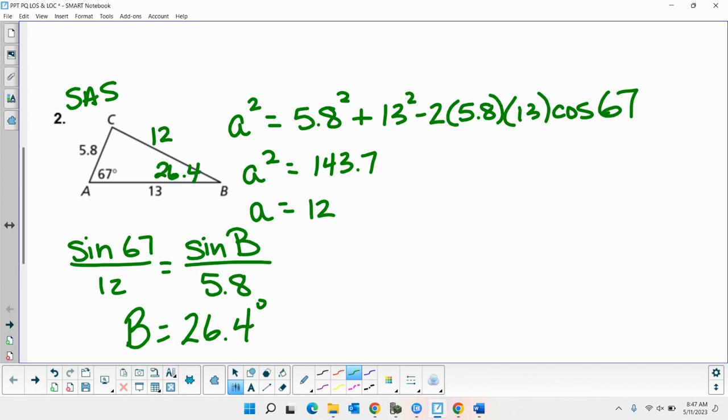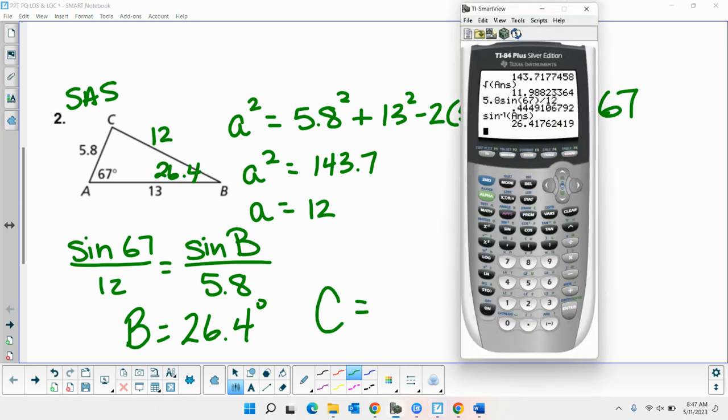So then I'm going to add 67 to that answer and subtract from 180 to find angle C. Plus 67, enter, 180 minus that answer, 86.6.